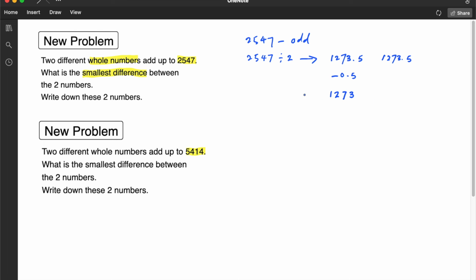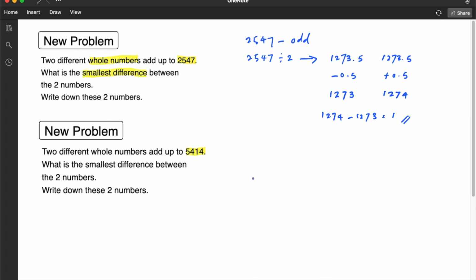Now because the numbers must add up to 2547, when we minus off 0.5 from the first number, we have to add 0.5 to the second number. Otherwise, they won't add up to 2547. So what are we going to get for the second one? It will be 1274. Just a quick check. When you add up these two numbers, we're going to get this. So what is the difference between these two numbers? It's quite obvious. 1274 minus 1273 is equal to what?